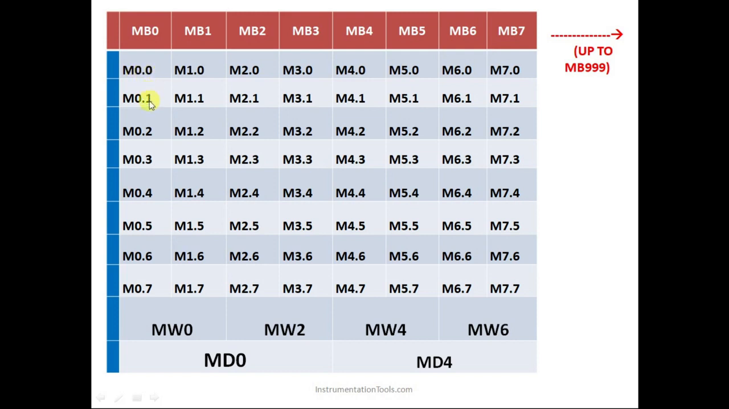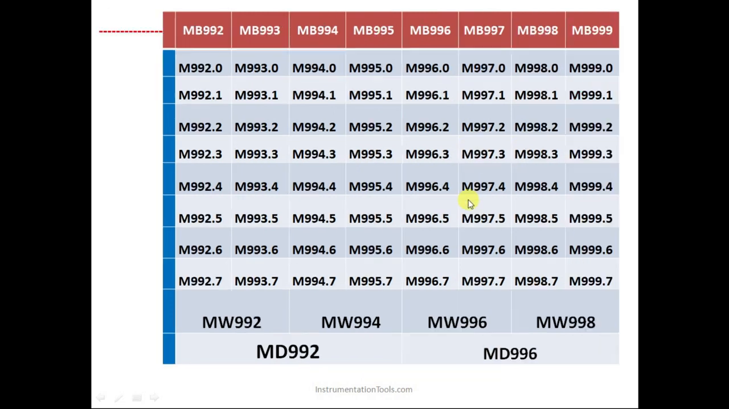Okay, so after completing 8 bits, 0 1 2 3 4 5 6 7, it will automatically get updated to MB1. Here the value before the decimal will be updated. See here, M1.0, M1.1, M1.2, in this way we go up to M1.7. So in this way we have total how many? 1000 bytes of memory, so up to MB999 we are going.